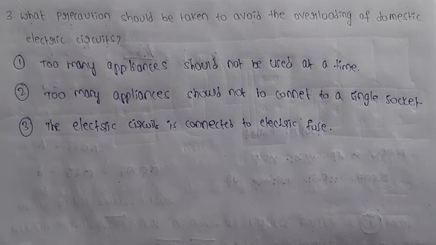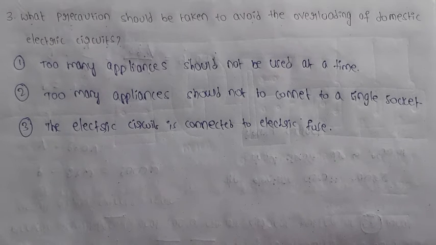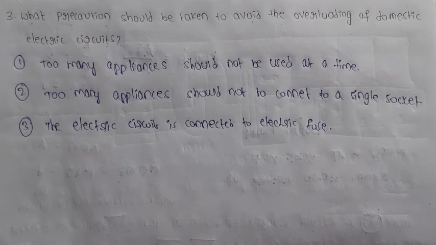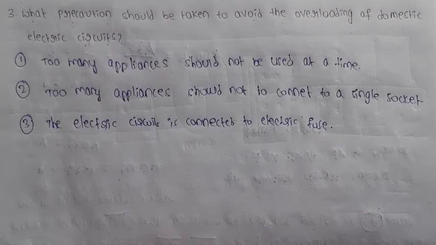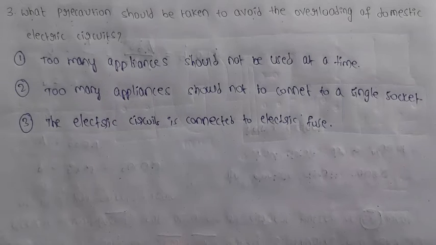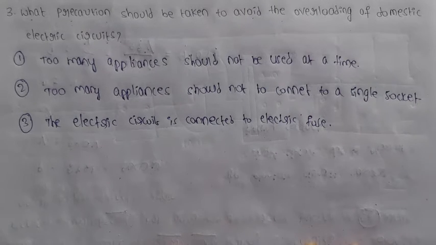First, too many appliances should not be used at the same time. Too many appliances should not be connected to a single circuit. The electric circuit must be connected with the electric fuse. This is the answer. These three are the in-text questions in the NCERT textbook.